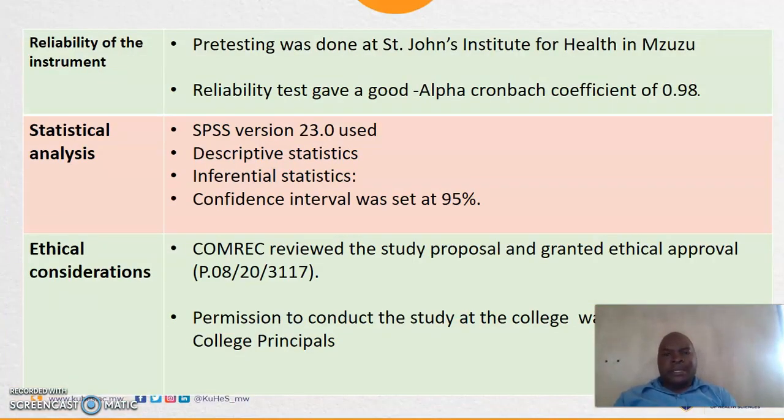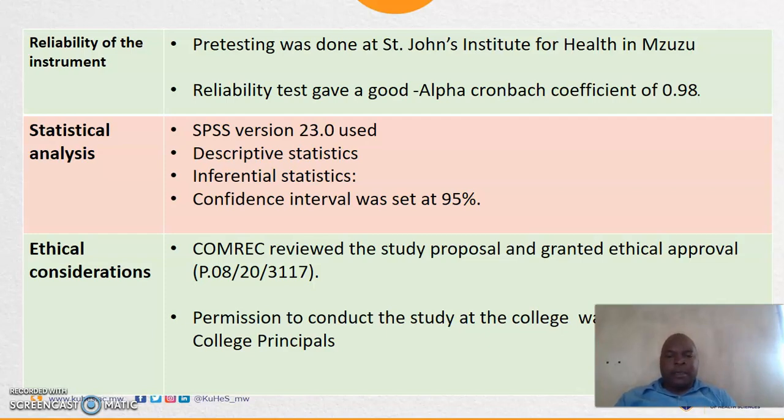This tool was pre-tested at St. John's College of Health Sciences in Mzuzu, and upon running a reliability test, it gave us a very good Cronbach's alpha coefficient of 0.9. We used SPSS version 23 in data analysis, and this made us derive statistics such as frequency tables, and pie charts were also derived, and inferential statistics such as independent sample t-test as well as logistic regressions were also derived. Confidence interval was set at 95%.